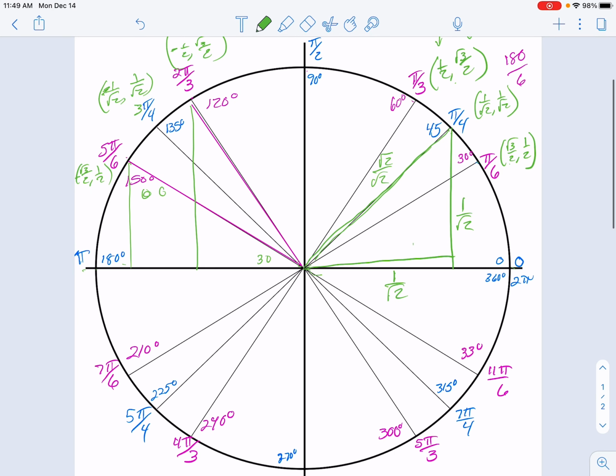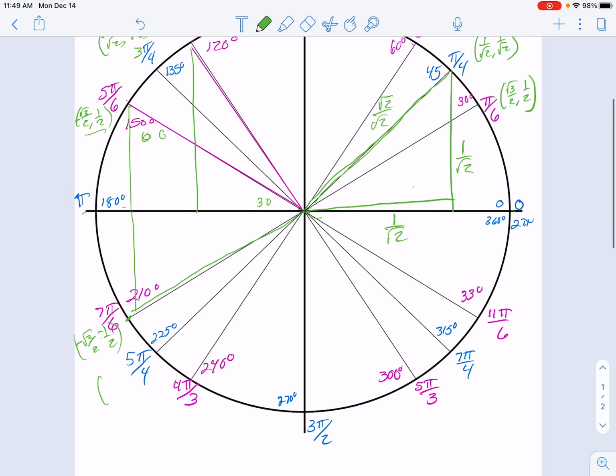Okay, those triangles repeat down here. So these values go here. You have root 3 over 2 and you have 1/2. They're both negative in the third quadrant. This is 1 over root 2 and 1 over root 2. They're both negative. And this is 1/2 and root 3 over 2. And they're both negative.